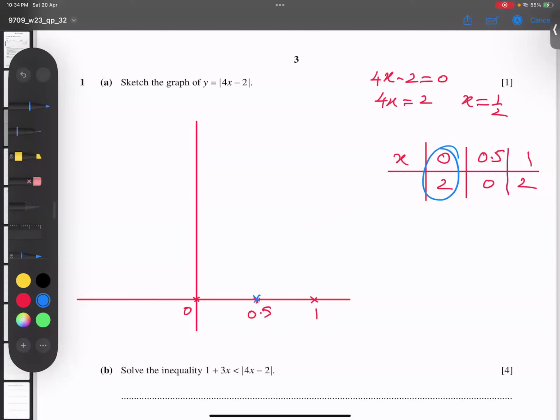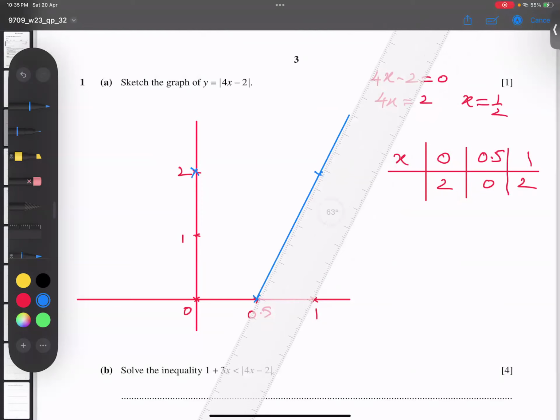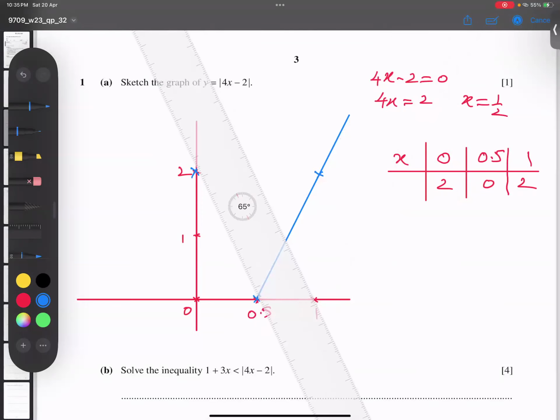Now we have x 0, y 2. So just imagine this is 1 and this is 2. So x 0, y 2 is this point. And where is x 1, y 2? 1 from here and 2 from here. It is approximately here. If I take a scale and join them, I will get a V-shape. This is a way to make it.